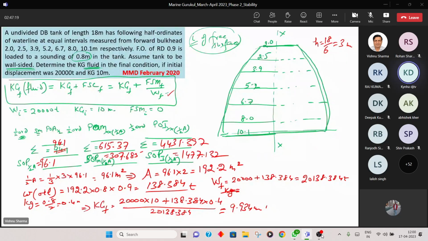So this is what we got, KG final, right? Yeah, this is KG final solid, not the answer. The answer wants KG fluid. So KG final is 9.934. This is solid KG. This is not the answer. Correct, guys?